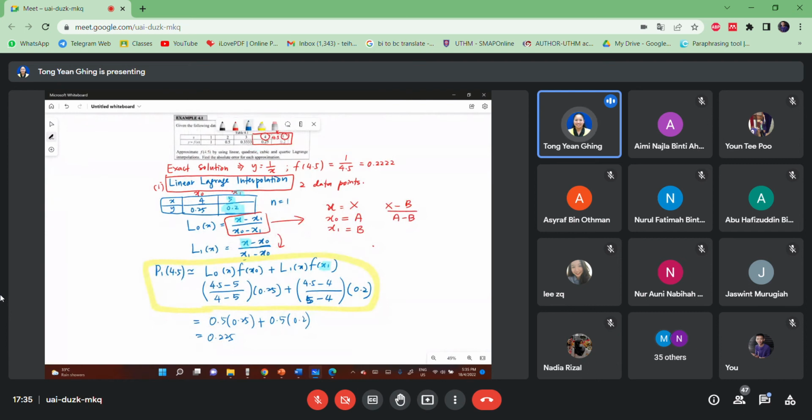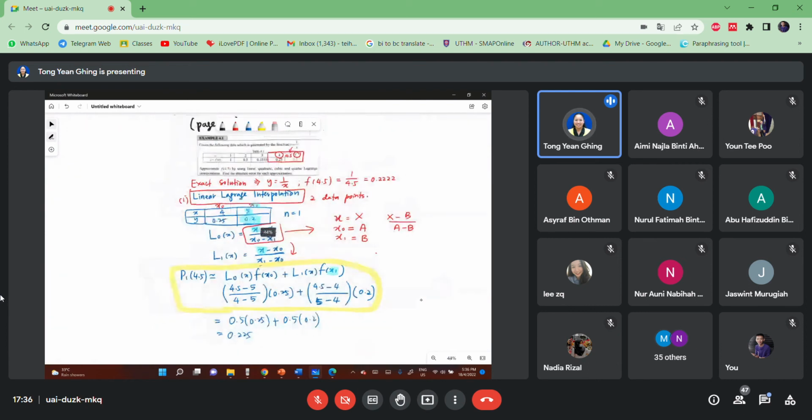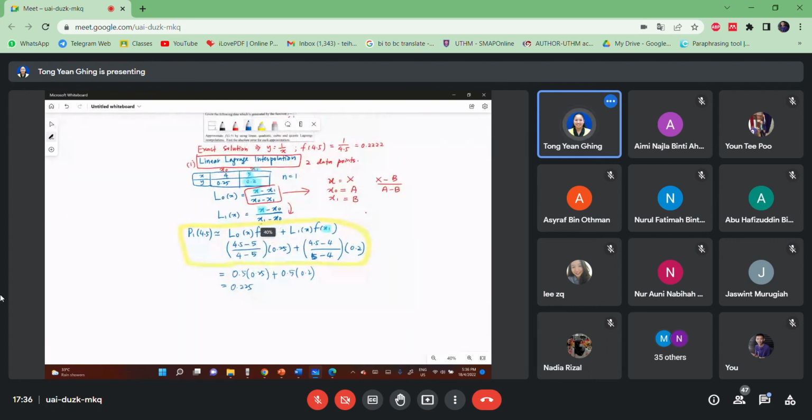So just now it's already said that we have to find the absolute error for each approximation. So this one we have to find the absolute error. What is the formula for absolute error? Remember? Exact minus approximate, or approximate minus exact, doesn't matter.